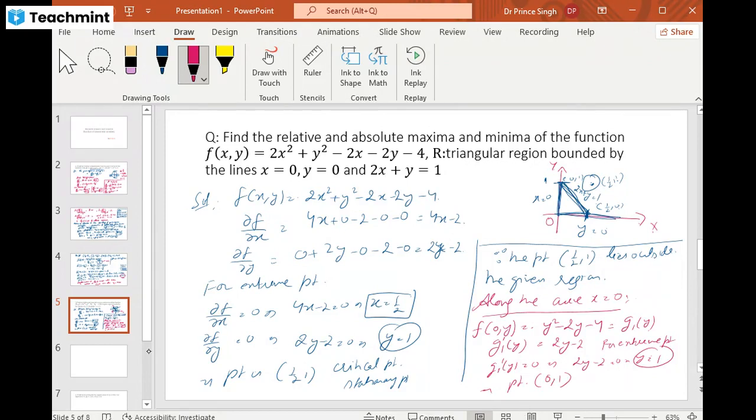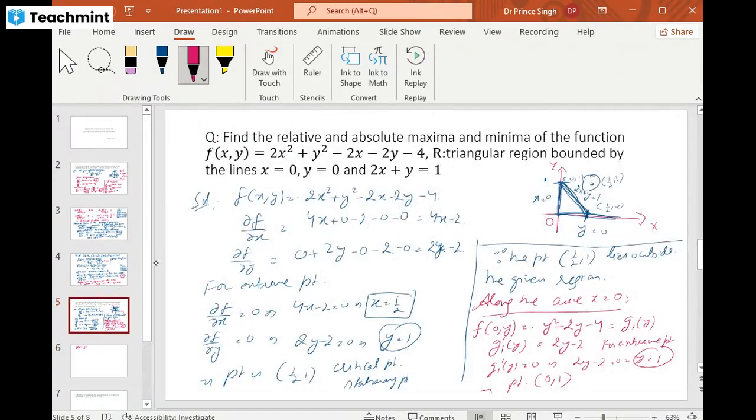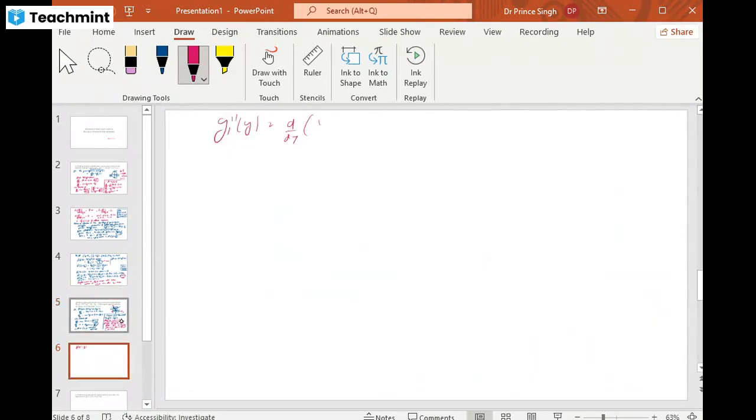Now we find out the second order derivative. g1 double dash y is d by dy of g1 dash y, which is 2y minus 2, so the derivative is 2, which is constant. Even if we replace it with y equal to 1, its value remains 2, which is positive. This means y equal to 1 is the point of minima, or you can say the point (0, 1) is the point of minima.